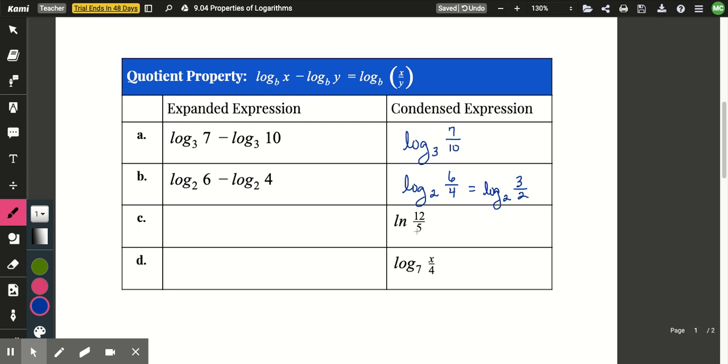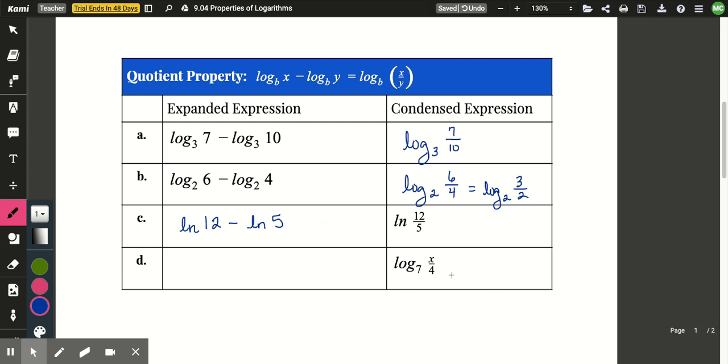So for this next one, we've got natural log, which we know is a base e. So we've got natural log of 12 over 5. So it is a log of a quotient. So I can rewrite it as natural log, because we have to keep the same base, of the numerator minus a natural log of the denominator.